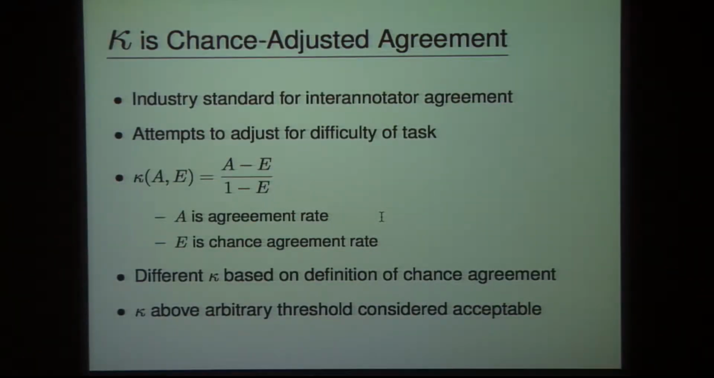So I want to go on a couple-slide rant about kappa statistics. Kappa statistics are the industry standard for evaluating inter-annotator agreement, at least I think in the present day that's still true. Kappa attempts to adjust for the difficulty of the task. So kappa is defined as the agreement rate that a pair of annotators actually show, minus E, which is the expected agreement rate, divided by 1 minus the expected agreement rate. There are different notions of kappa based on how you define chance agreement, but it's all done independently of the actual items being annotated.